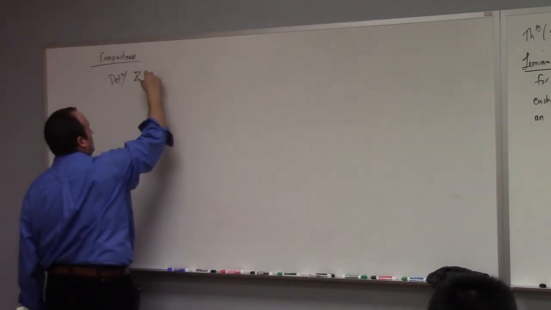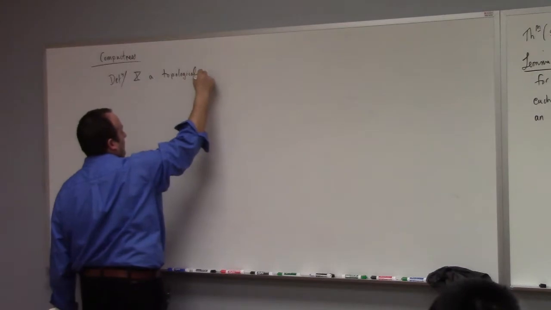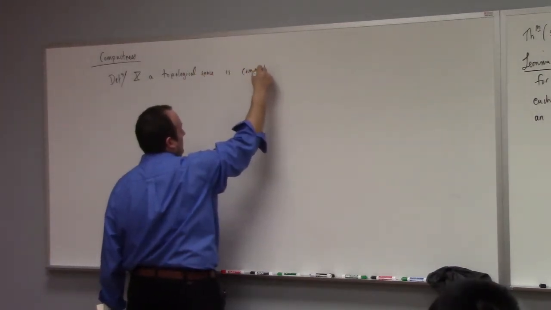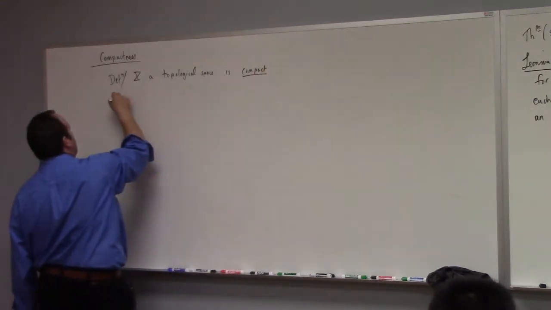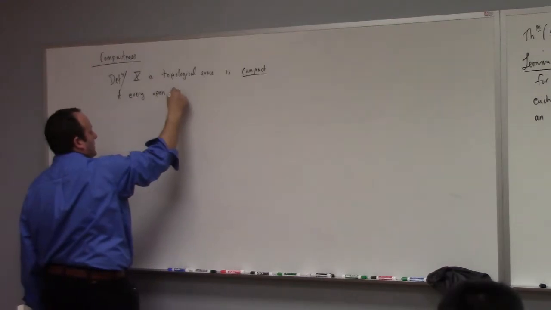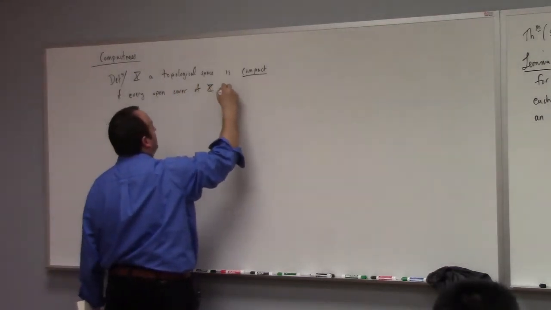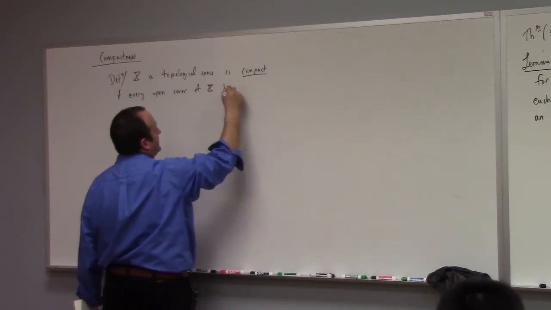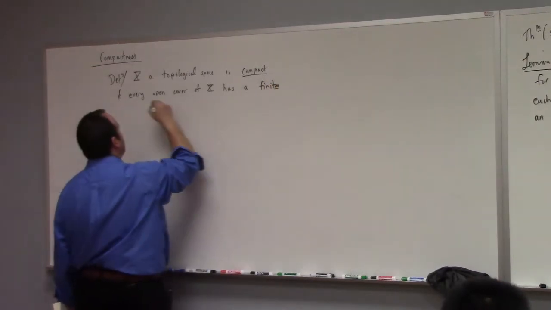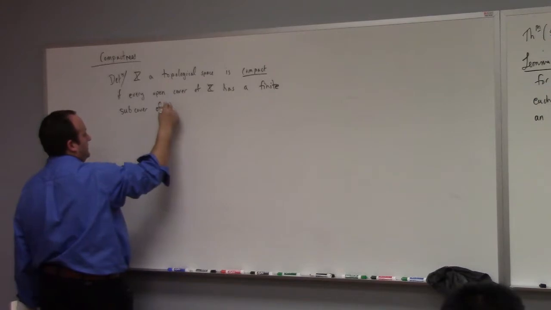X, a topological space, is compact if every open cover of X has a finite subcover of X, of course.